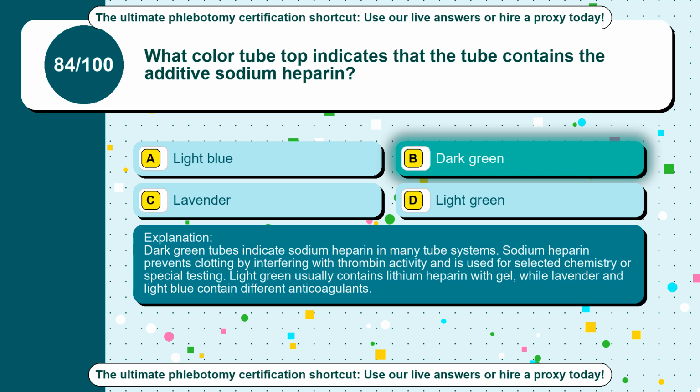Dark green tubes indicate sodium heparin in many tube systems. Sodium heparin prevents clotting by interfering with thrombin activity and is used for selected chemistry or special testing. Light green usually contains lithium heparin with gel, while lavender and light blue contain different anticoagulants.